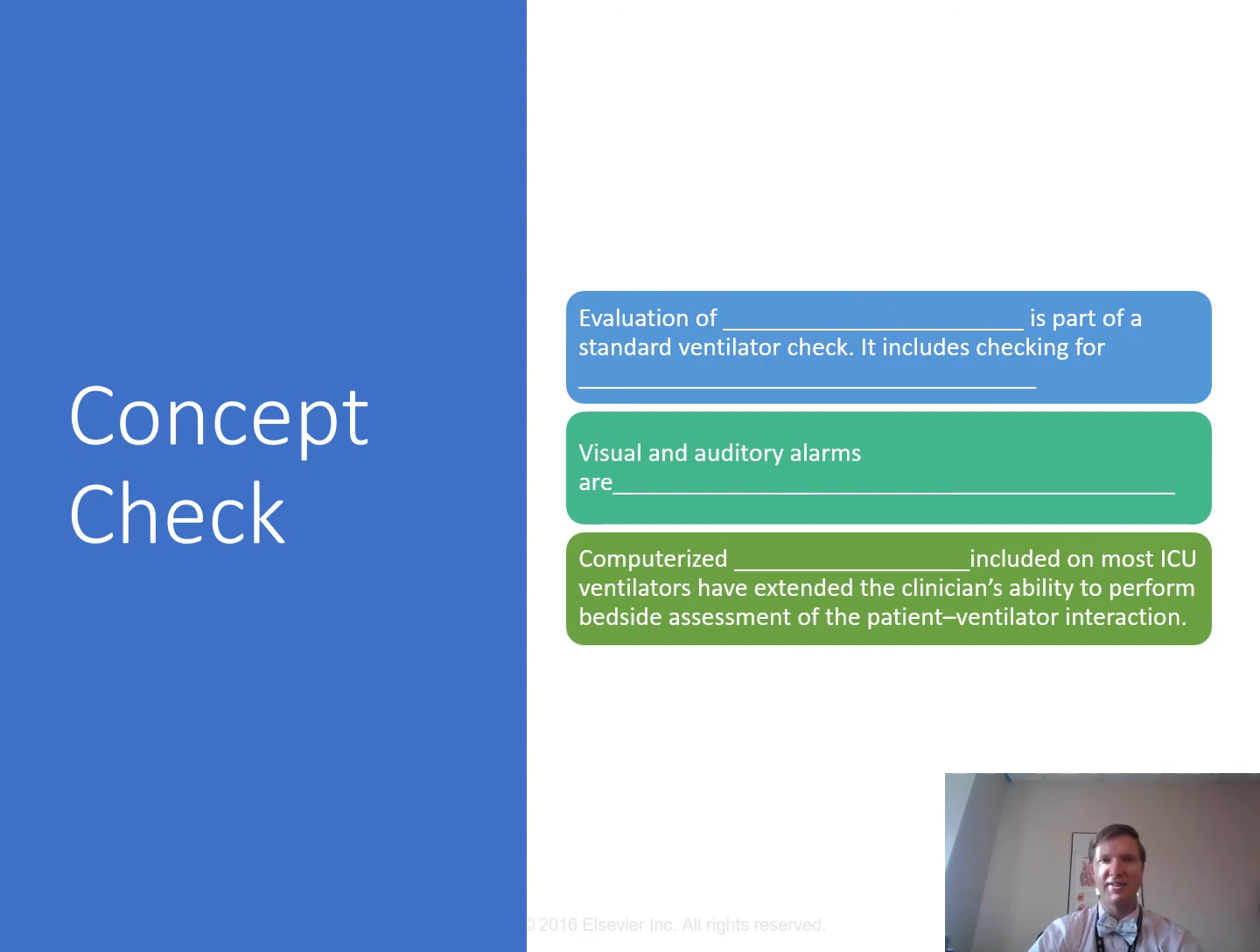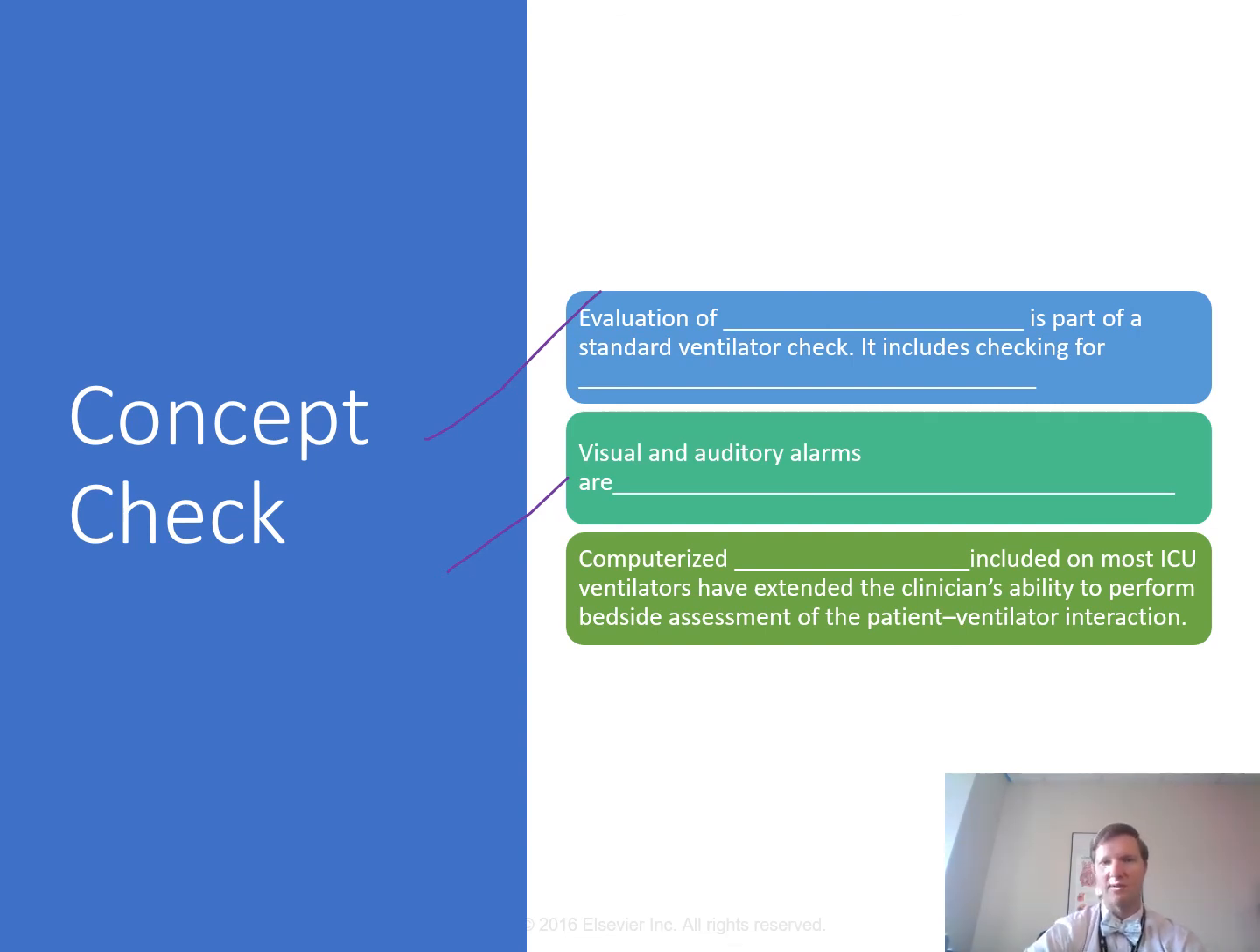All right, last slide. I know you're done with this by now, but evaluation of the integrity of the ventilator circuit is part of a standard ventilator check, and it includes checking for leaks, disconnected tubing, or other circuit problems. And then the next one here: visual and auditory alarms are essential components of a patient ventilator system. So you need to make sure that the alarms are visual and auditory because they are essential to making sure that the patient is safe.